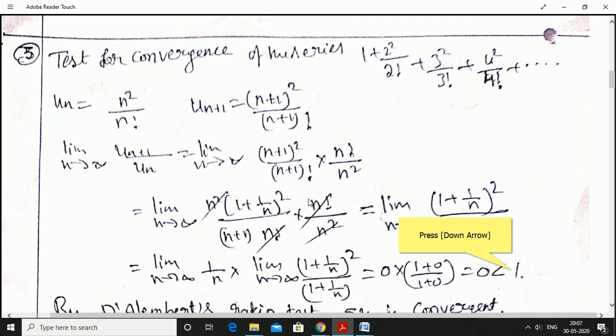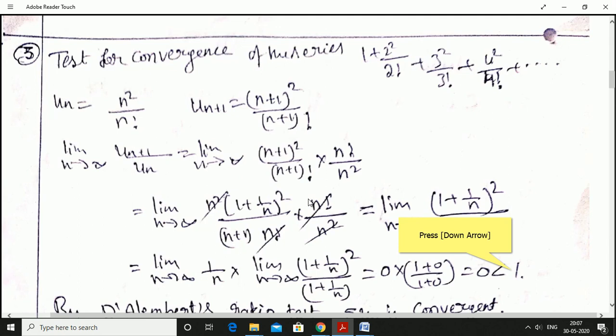First problem. Test for convergence of the series 1 plus 2 square by 2 factorial plus 3 square divided by 3 factorial plus 4 square divided by 4 factorial plus dot dot. First we need to write down the nth term. Here un is equal to n square divided by n factorial. The first term can be written as 1 square divided by 1 factorial. Nothing but 1 square, 2 square, 3 square, 4 square means n square, and 1 factorial, 2 factorial, 3 factorial, 4 factorial means divided by n factorial.